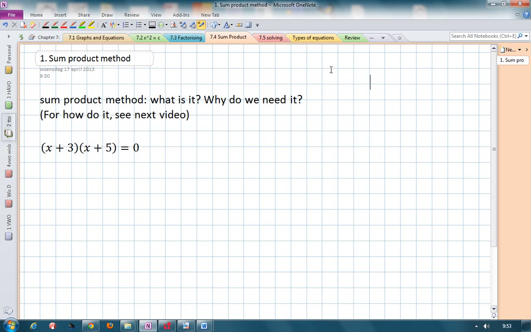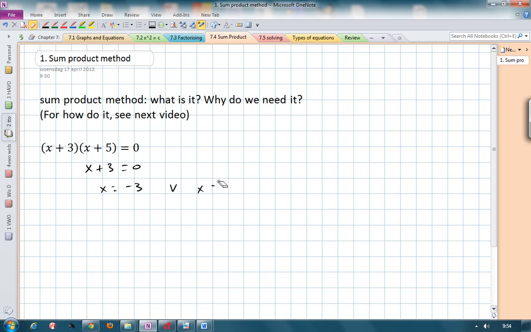Okay, so previously we saw that if you have an equation of the form a times b is equal to 0, for example the one that you see here, then we say that either x plus 3 must be 0 or x plus 5 must be 0. In other words, x equals minus 3 or x equals minus 5. We can solve equations which are in this form in this way.